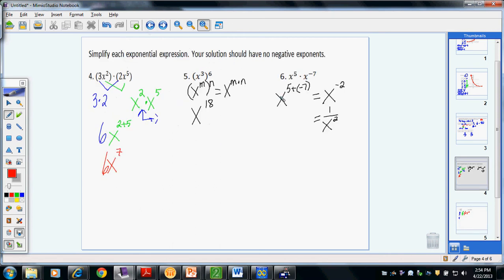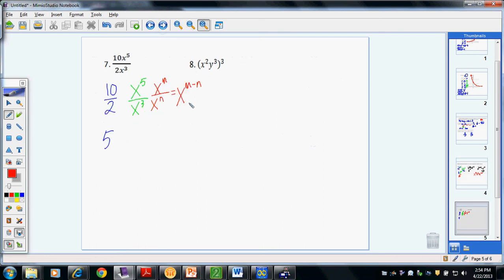You see, we had same bases here. Okay, we have a rule here that says x to the m times x to the n is the same as x to the m plus n. Well, in this case, we're doing the same thing, but we're subtracting them because we have the same bases, but we're dividing. So then we're going to have x to the 5 minus 3, which is going to give me 5x squared. Okay?